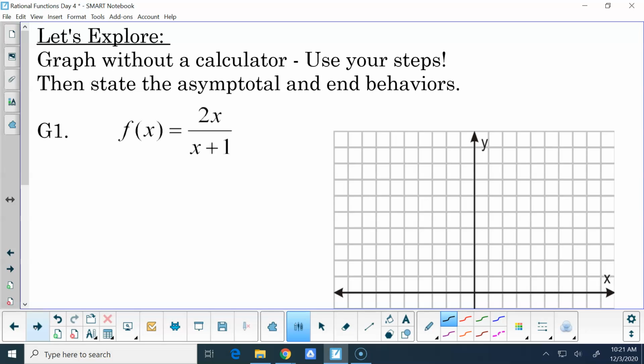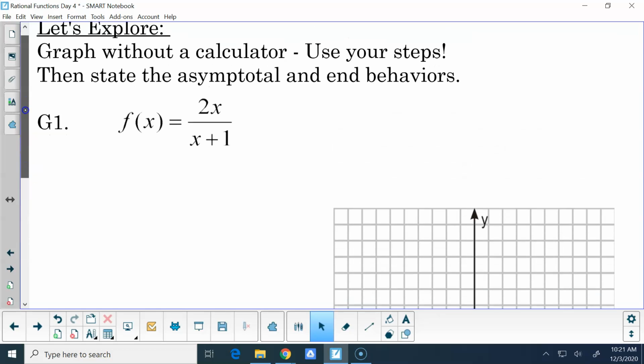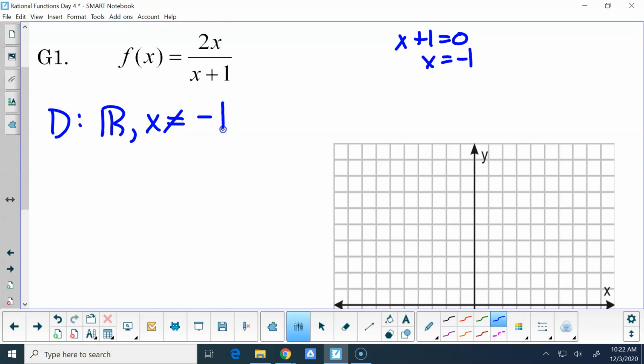But yes, then the next thing we're going to do is find the domain and find any vertical asymptotes. Okay? So how do I do that again? Set the denominator equal to 0 and solve it. Okay, so I set the denominator equal to 0. Somewhere off to the side, I'm going to say x plus 1 equals 0. So x equals -1. Agreed? So my domain is all real numbers, but x cannot be -1.